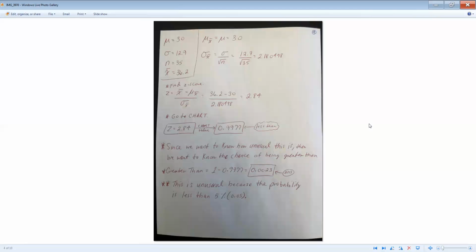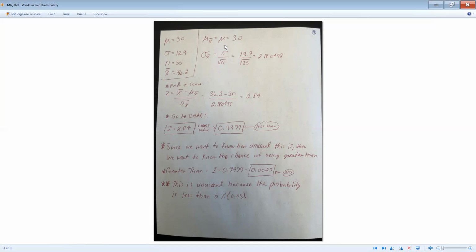So once again, we start off with what is given. Population mean is 30. Standard deviation is 12.9. Our sample size is 35. Since it's 35, even though our population distribution is skewed right, according to the central limit theorem, we have a sample size that's over 30, and so that means the sampling distribution is going to be normally distributed, and we can use our z-scores. Then x bar is going to be 36.2, the sample mean in question.